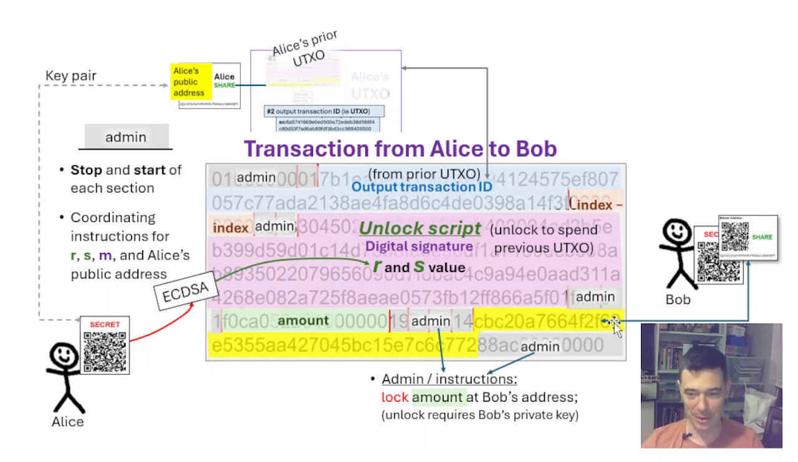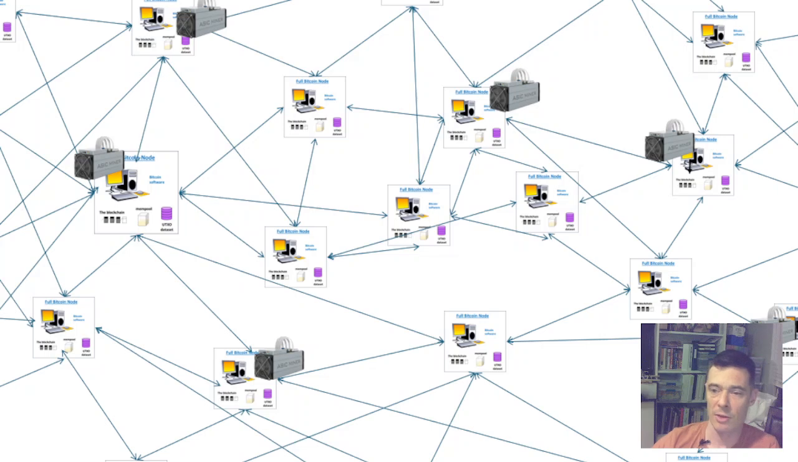And then down to the bottom of the transaction, this is Bob's address, and these are just some admin instructions, basically saying that if Bob wants to receive this Bitcoin and then spend it in the future, he's also going to have to prove that he has the private key to this address. That's all that this admin stuff is doing, the lock.